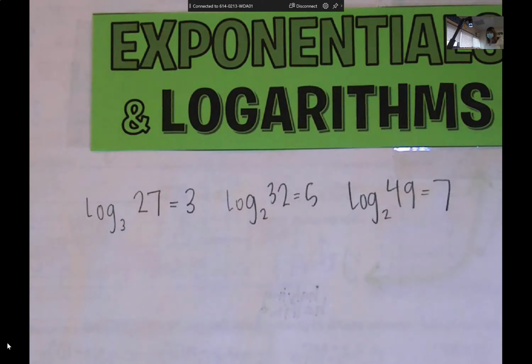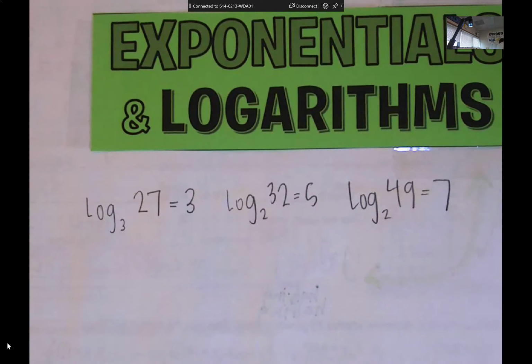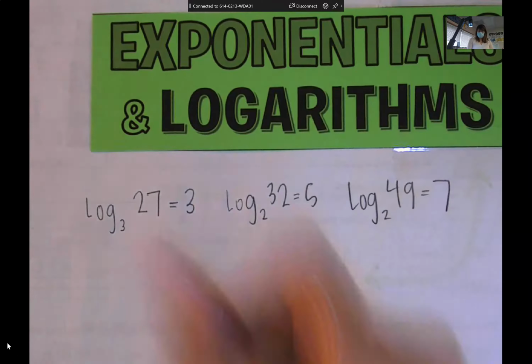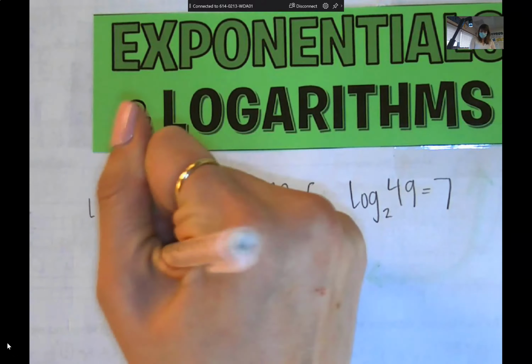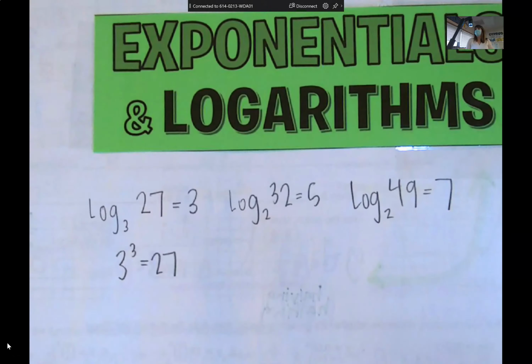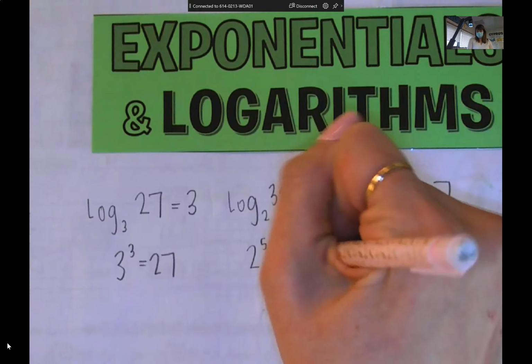Okay, about 20 more seconds. Ten. Okay, so this is equal to 3 cubed equals 27. 2 to the 5th equals 32.